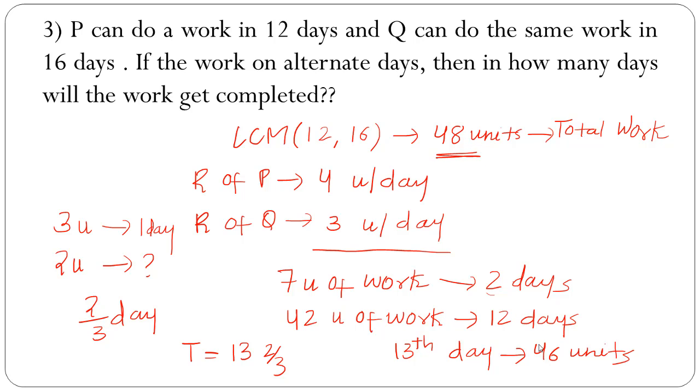So now we are done with 46 units and our total work was 48 units. So 48 minus 46 is 2 units. Now is the turn of Q. So if Q can complete 3 units of work in 1 day, then how much time will it take to complete 2 units of work? Using unitary method, we get that as 2/3 of a day. So our total time will be 13 days for this 46 units and 2/3 of a day for the remaining 2 units. So total time is 13 2 by 3 days.